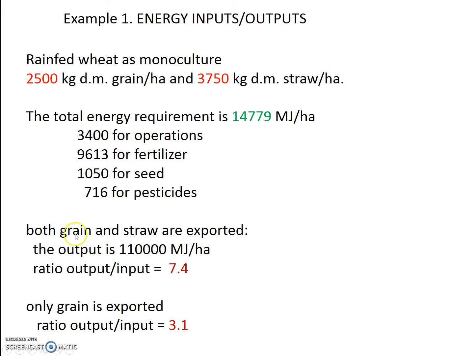If we are exporting grain and straw from the agricultural system, the output related to this amount of yield and this amount of straw is equivalent to 110,000 megajoules per hectare. So the ratio of output of energy and inputs of energy would be higher than 7. If only the wheat grain is exported, then the ratio of output and input would be only 3.1.